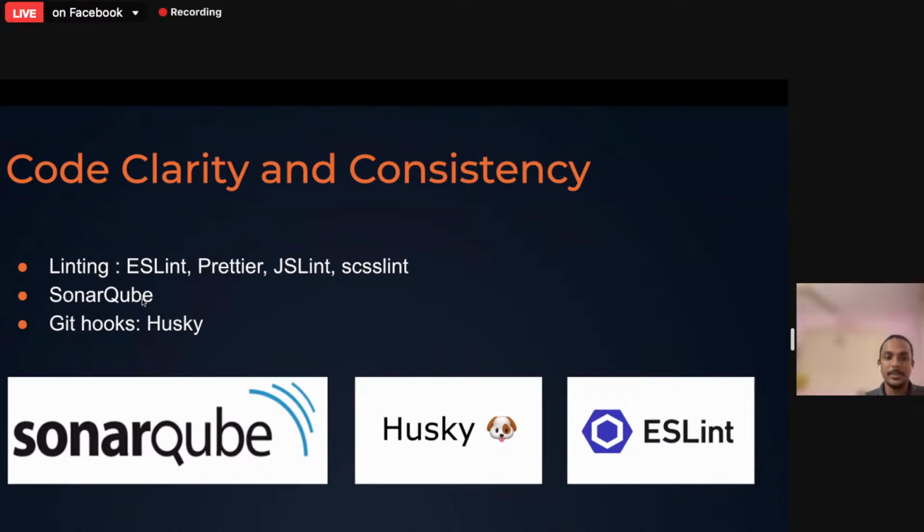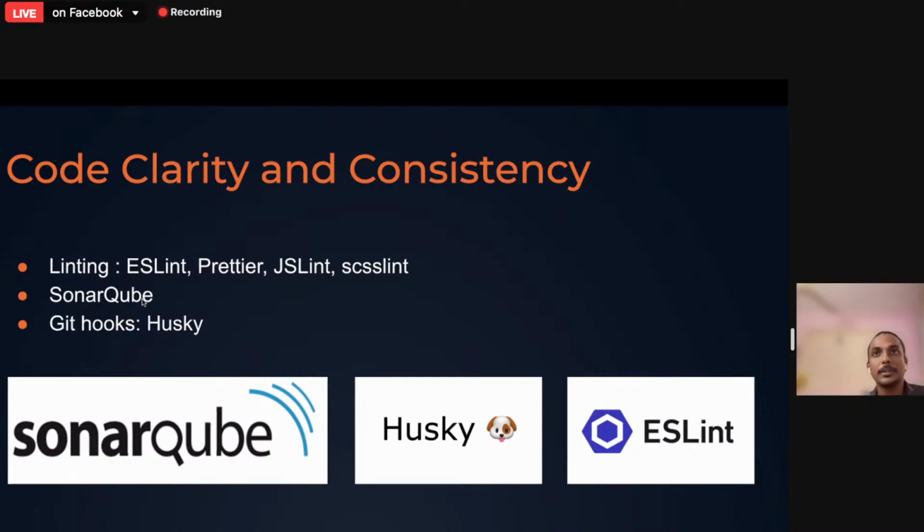SonarQube is a tool that collects all the linting information from the application. So in an organization, everybody has a clear vision of the code styles and the errors inside the code, so we can use that too.